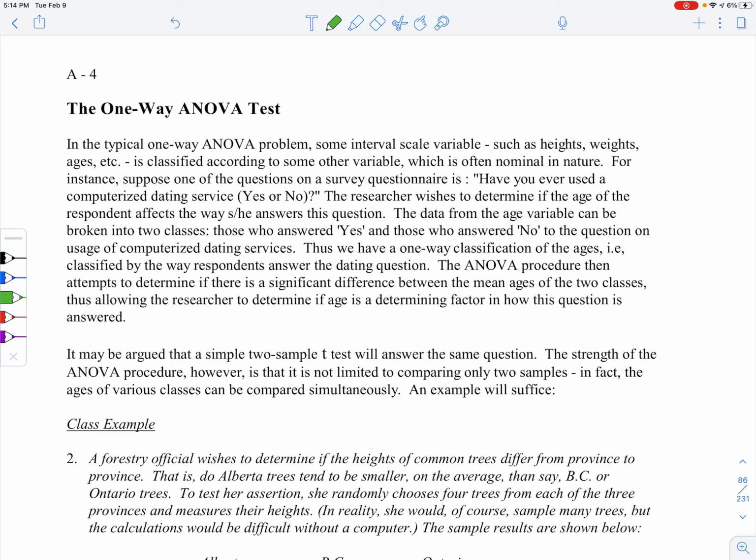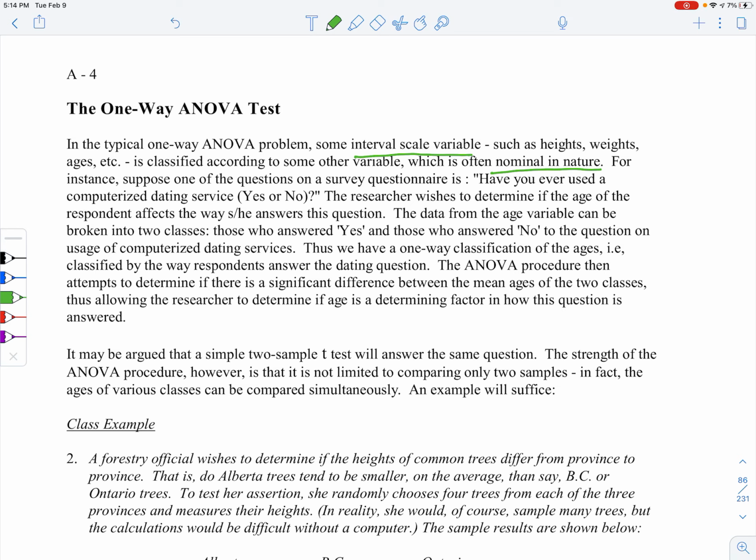Hey class, welcome back. We are taking a look at the one-way ANOVA test. This is a hugely important test in statistics. The typical one-way ANOVA test is used when you've got some interval scale variable, such as heights and weights and ages and so on, classified according to some other variable which is often nominal in nature. If it's not nominal in nature, then there's probably a better test to use for that.